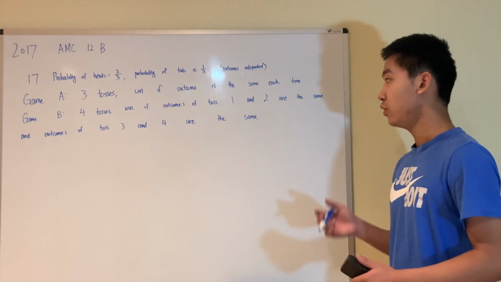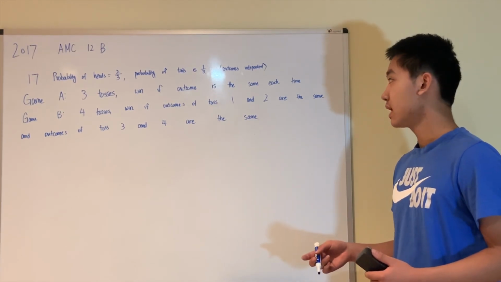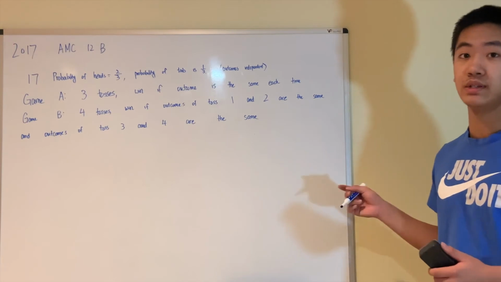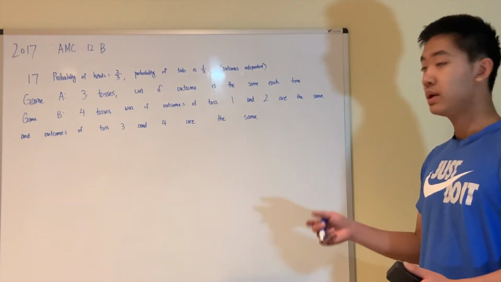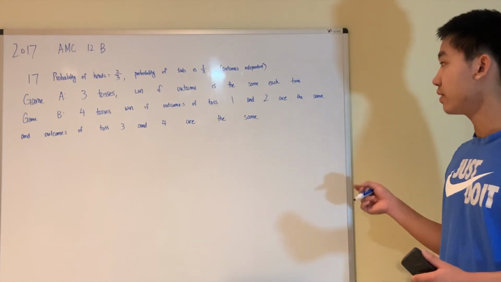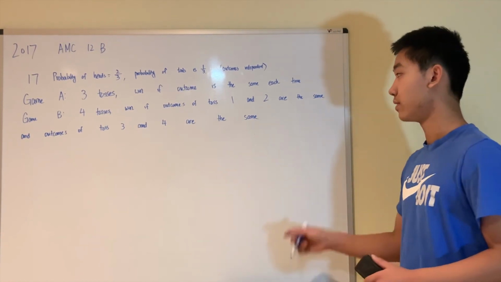With game A, you flip a coin 3 times, and you only win if the outcome is the same every single time. And with game B, you toss the coin 4 times, and you win if the outcomes of tosses 1 and 2 are the same, and the outcomes of tosses 3 and 4 are the same.